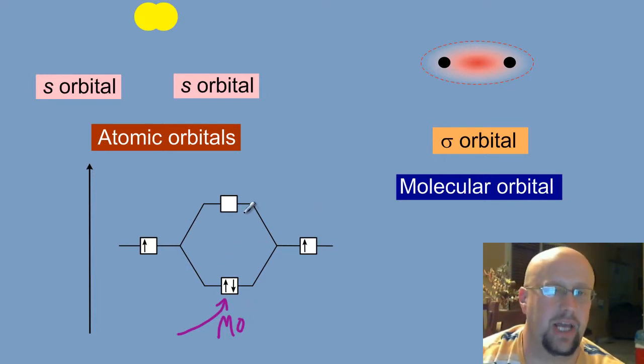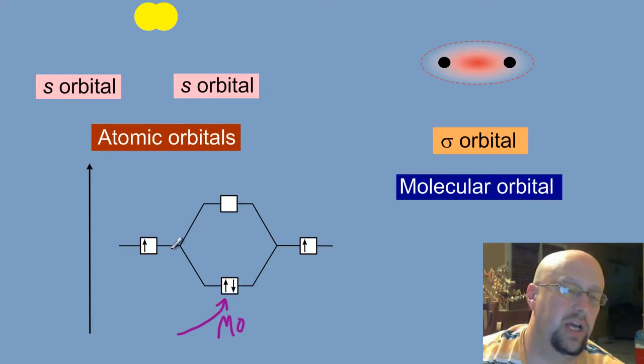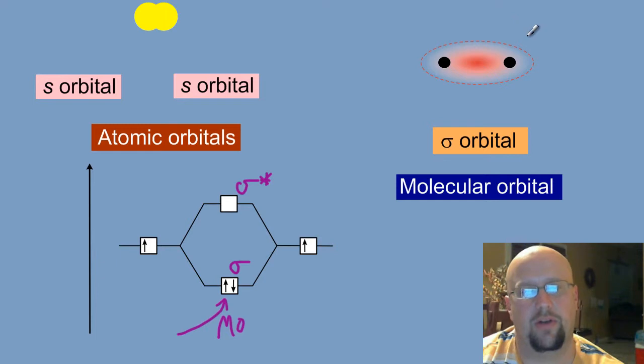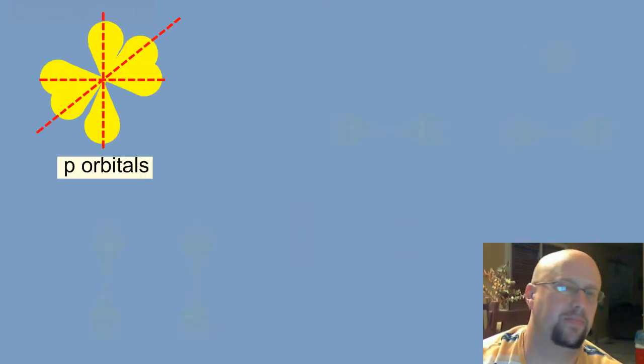I mean, we can talk about some of that in AP chemistry. You can take that next year. Or in your college chem classes. But essentially, the combination of those 2 s orbitals creates a sigma orbital here. And then we would call this a sigma anti-bonding orbital up here. That's not really important to us, though. All that's important to us is that we're going to form molecular orbitals when we overlap our atomic orbitals.